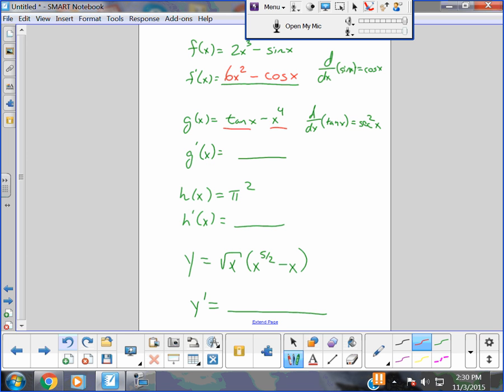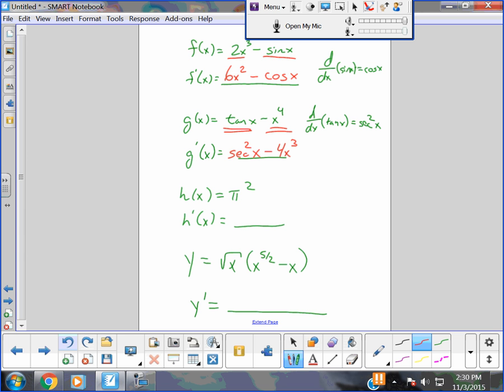And we know the derivative of tan is secant squared, so it's just secant squared x, minus, now we do the derivative of 4x to the fourth, which is 4x cubed. All right? F of x and g of x were composite functions, guys, right? They were both polynomials and trigs. Polynomial, trig. Trig, polynomial.